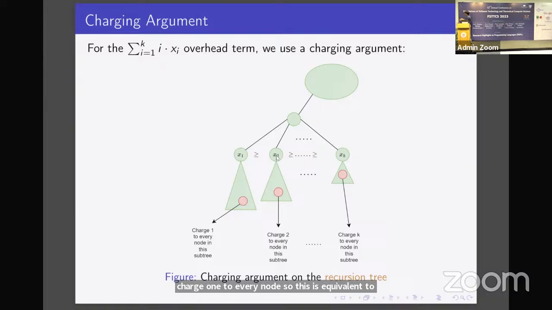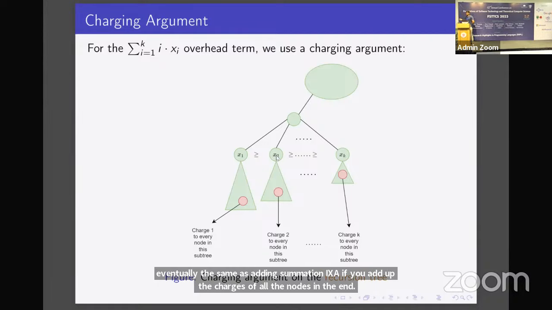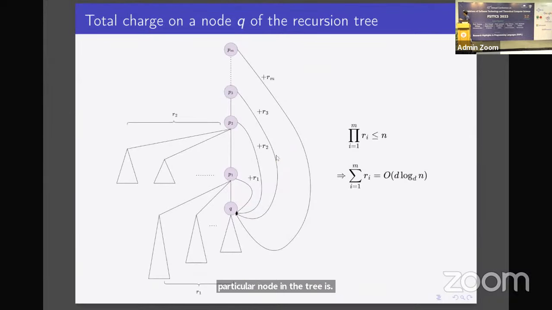In the subtree corresponding to the second largest child, I'll charge 2 to every node in that subtree. And similarly, for the smallest child, I'll charge k to every node in that subtree. So this will be eventually the same as adding summation i xi if we add up the charges of all the nodes in the end. Right? So now we'll simply focus on what the charge of a particular node in the tree is. If we consider a node q in the recursion tree, and suppose the set of ancestors was p1 up to pm, note that this is a recursion tree, so m will be at most logarithmic in n.